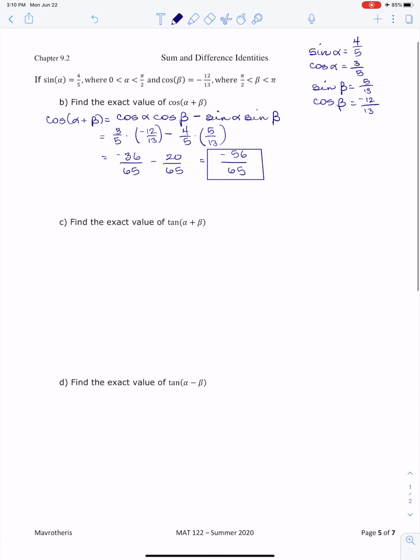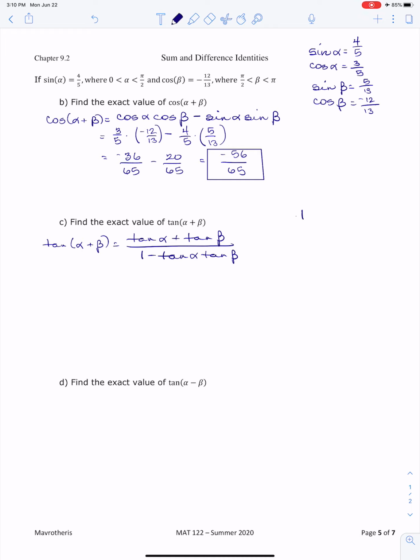C, we want the exact value of tangent of alpha plus beta. Well, we've got sines and cosines. We don't have tangents yet. So let's start by writing out what this looks like. We've got tangent of alpha plus beta. That's going to be the tangent of alpha plus the tangent of beta, all over 1 minus tangent of alpha, tangent of beta.